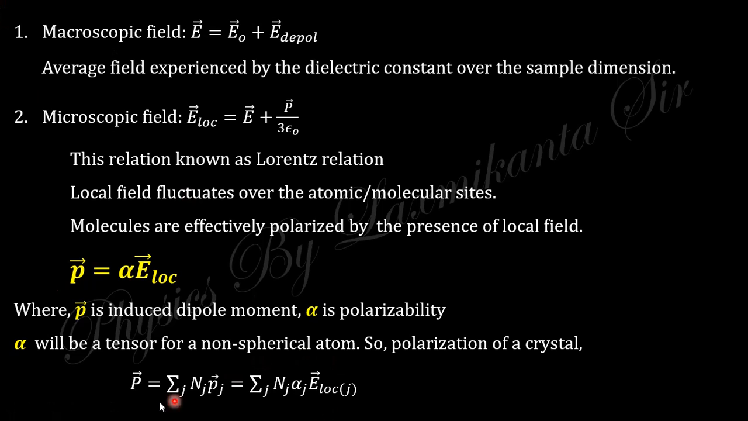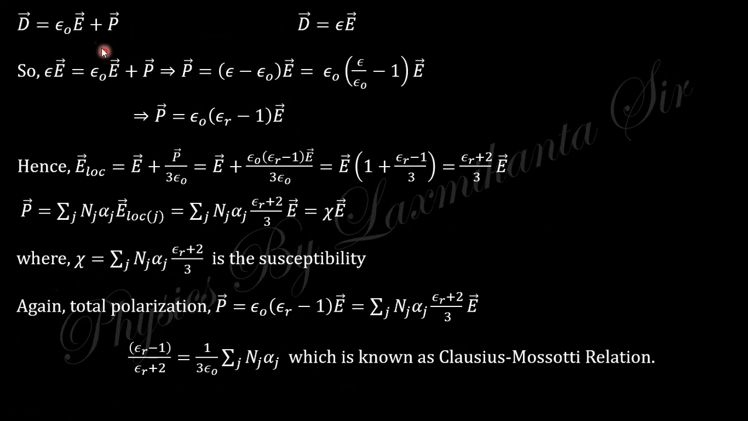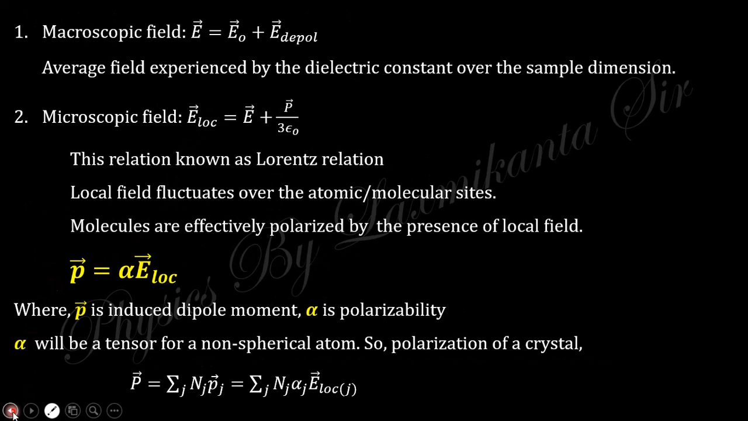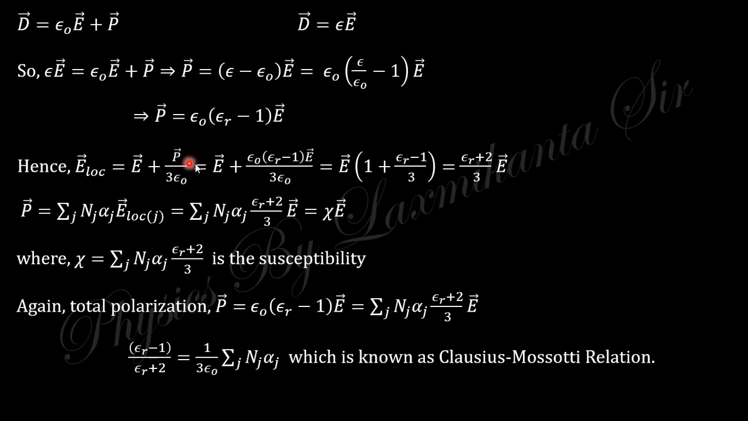So the total polarization is the summation of the dipole moments, with the number of dipoles. You know the displacement vector D equals epsilon naught E plus P, where P is the polarization, and also displacement equals epsilon E. If you compare these two things, we obtain the expression of the polarization like here. Hence, the local electric field is E plus P by 3 epsilon naught. You can see here, E local equals E plus P by 3 epsilon naught. Put this value of P here, and you will obtain this expression.